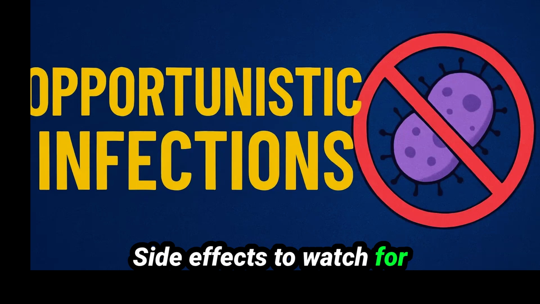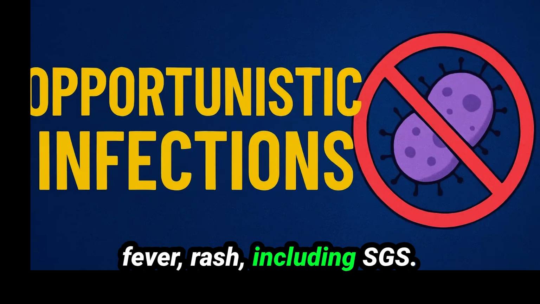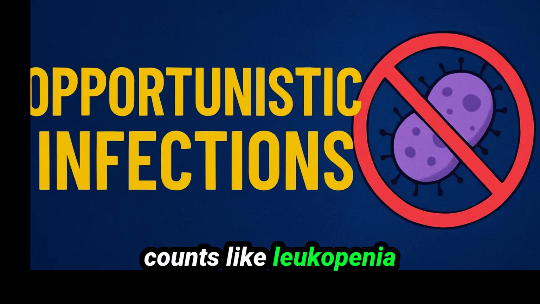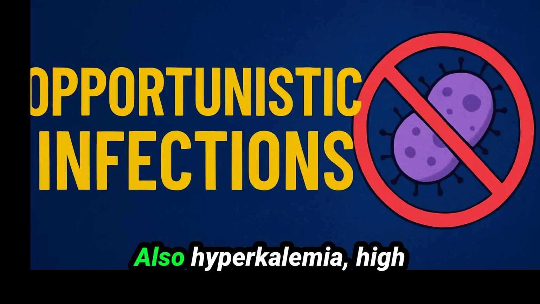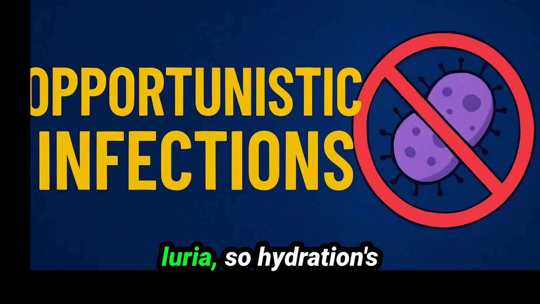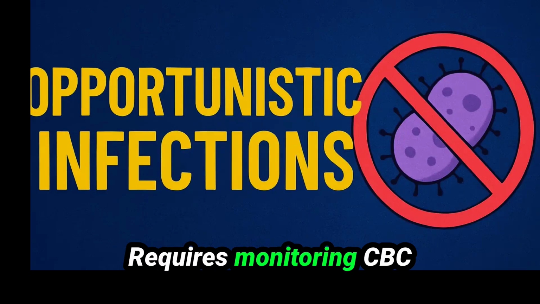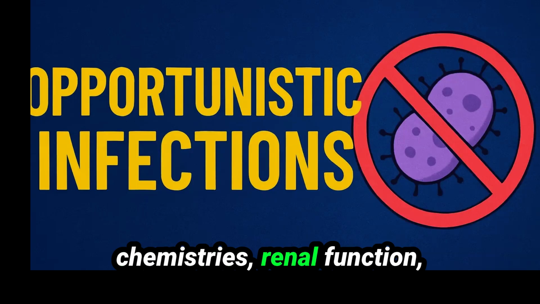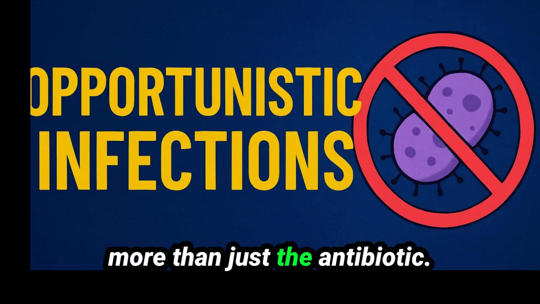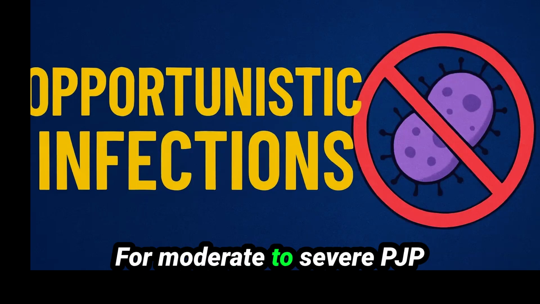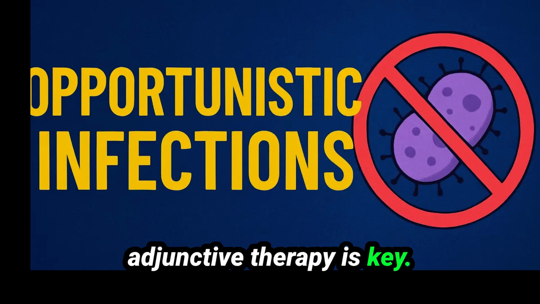Side effects to watch for: fever, rash, including SJS again, low blood counts like leukopenia or thrombocytopenia. Also hyperkalemia, high potassium, and crystalluria, so hydration is important. And liver toxicity. So yeah, it requires monitoring: CBC, chemistries, renal function. And sometimes you need more than just the antibiotic. Yes, for moderate to severe PJP, adjunctive therapy is key.